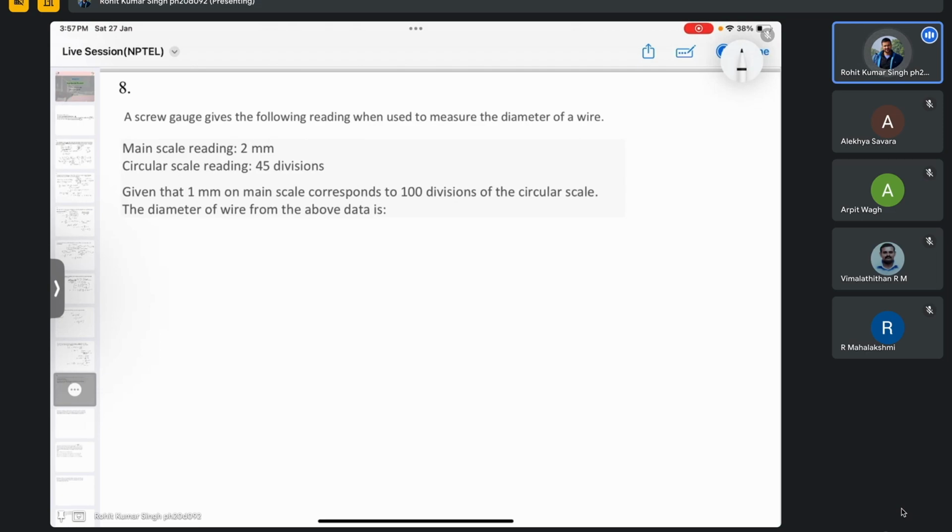Okay, so here the question is, a screw gauge gives the following reading when used to measure the diameter of a wire.